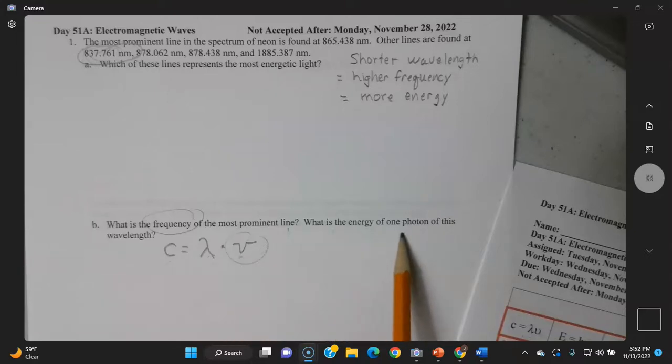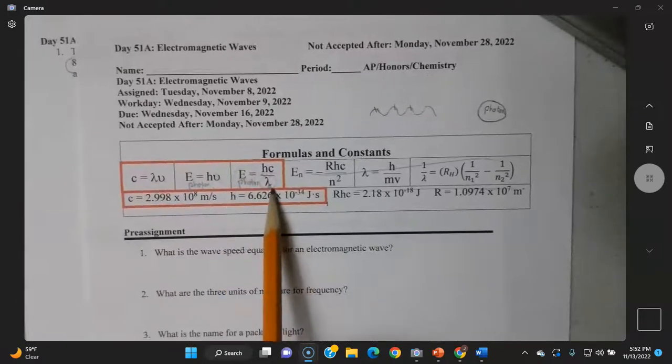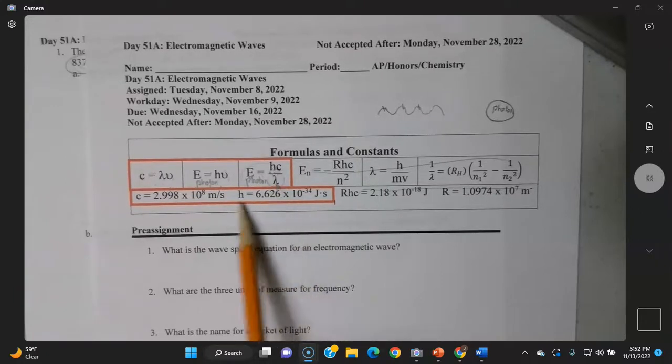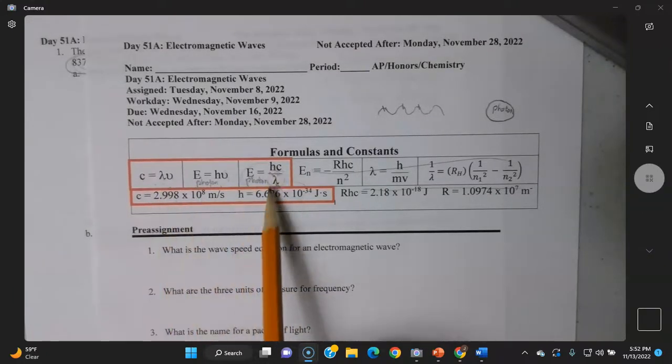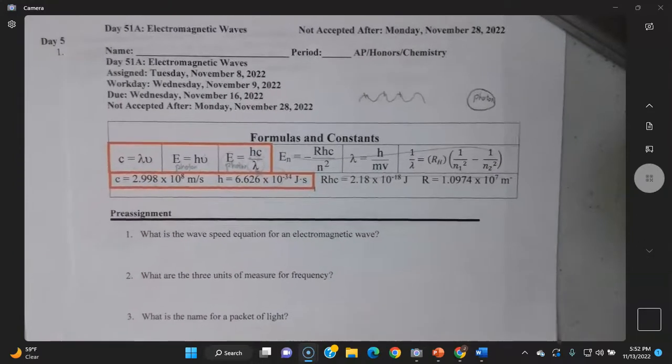What is the energy of a photon at this wavelength? So you take that wavelength, you plug it into this equation right there, 837. H is Planck's constant right there. C is speed of light right there. You just plug in the numbers and do the math. The hardest part is manipulating the calculator and not making a mistake.